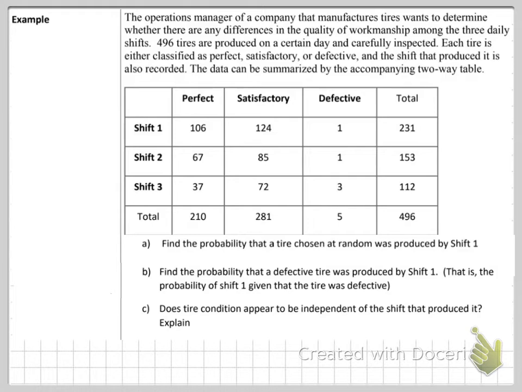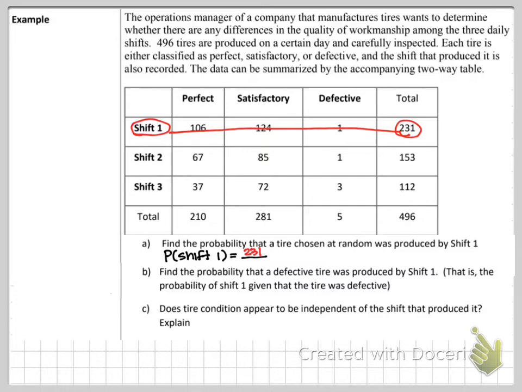Find the probability the tire chosen at random was produced by shift 1. Okay, so I'm going to say probability of shift 1, and I'm going to look at the table. So I'm going to find all of them for shift 1, and the total was 231. So I'm going to put that on top. So 231 total created from shift 1.